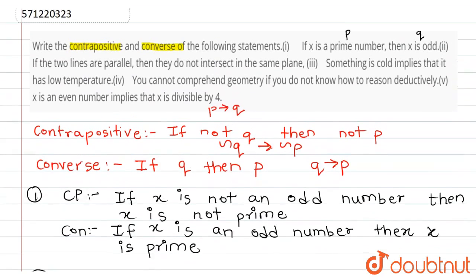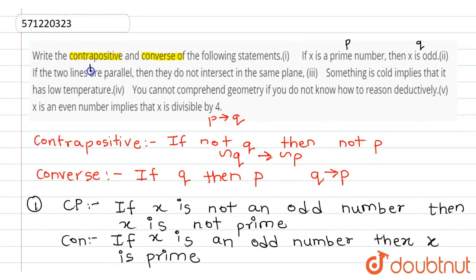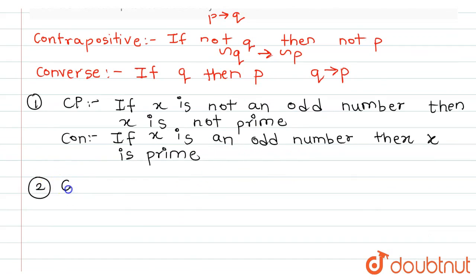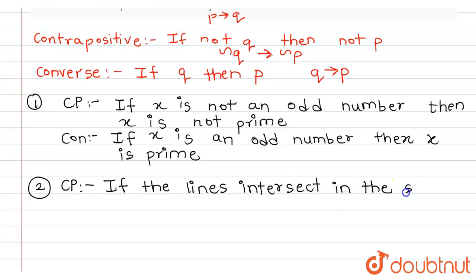Now moving to the second question. See friends, if two lines are parallel, this can be P, then they do not intersect in the same plane, this is Q. So first we have to write the contrapositive. What is Q? They do not intersect in the same plane. So instead of do not intersect, we'll write intersect. If the lines intersect in the same plane, then they are not parallel.